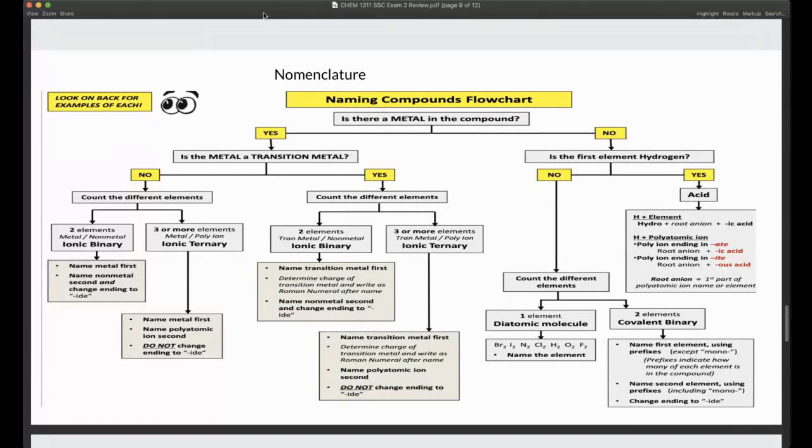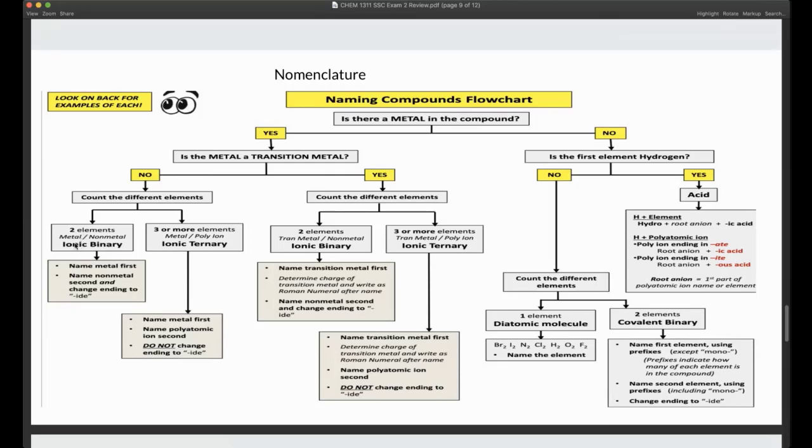So first, when you have a named compound, what I like to do is name the type of compound present. So if it's ionic, covalent, or an acid, then it kind of gives you a clear distinction of what to do. But going on to the flowchart, let's start off with if there's a metal in the compound. So if there's a metal in the compound, you want to check if there's a transition metal. Let's start off with there's no transition metal.